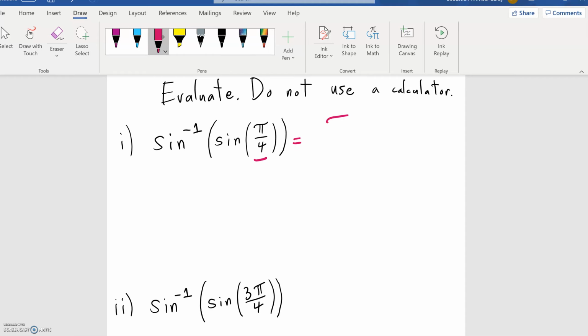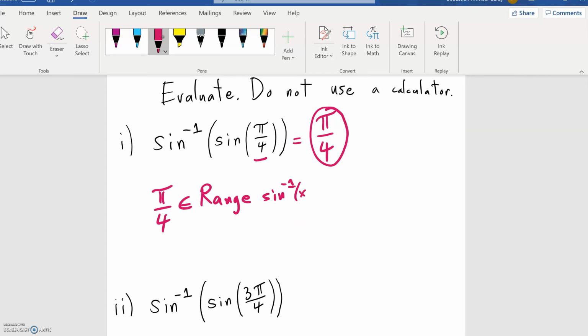So the answer to this is just pi over 4. Let me write that a little better. And once again, this follows because pi over 4 is inside the range of sine inverse.